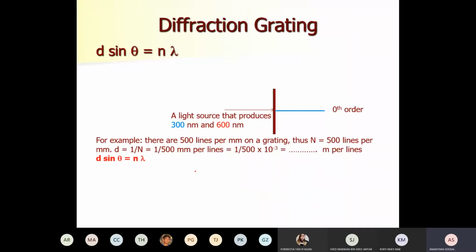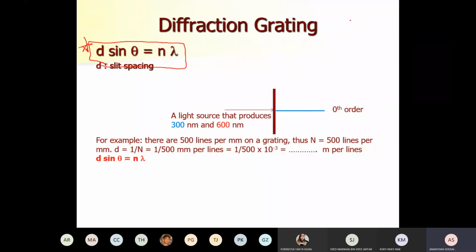So the grating works based on this formula: d sin theta equals n lambda. You have to know this formula in depth. So what is d sin theta equals n lambda? First, what is d? d is the slit spacing.